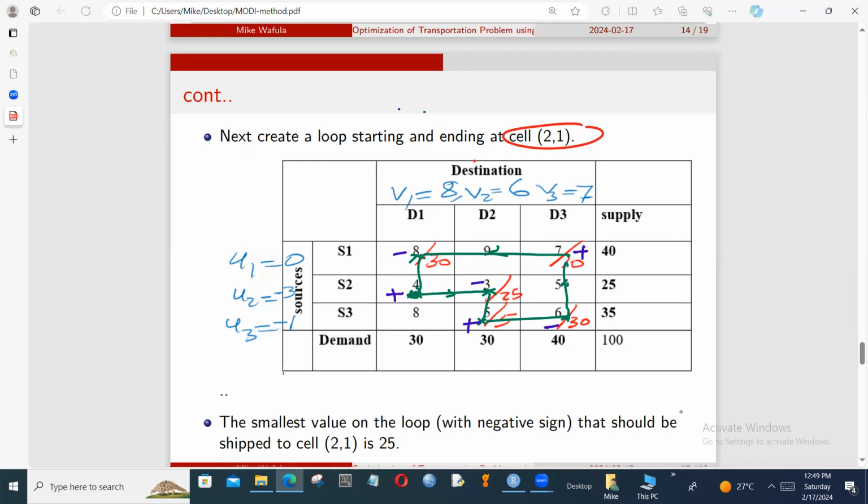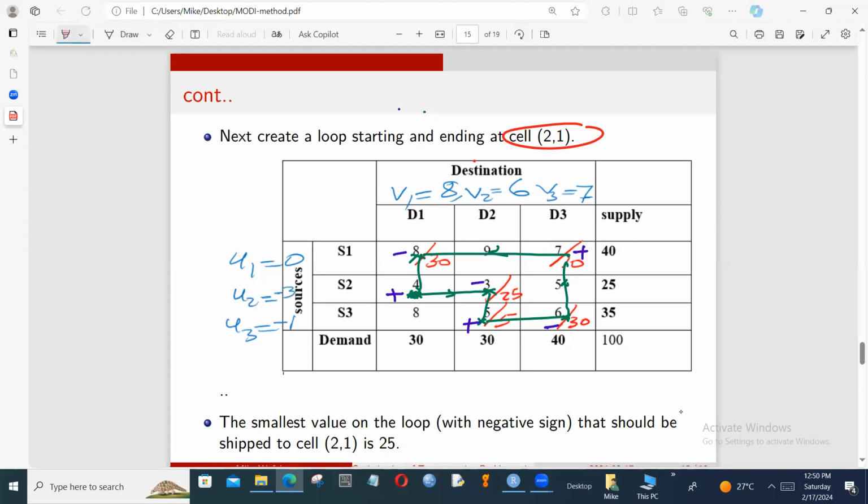Cells with negative sign. Remember, this loop has only one cell which is not allocated units, and that's the starting cell. That's the cell that we want to assign some units, so that it doesn't fall in that category of unallocated cells that have opportunity cost giving us negative values. So you can see that the only cells with the negative sign are these particular cells.